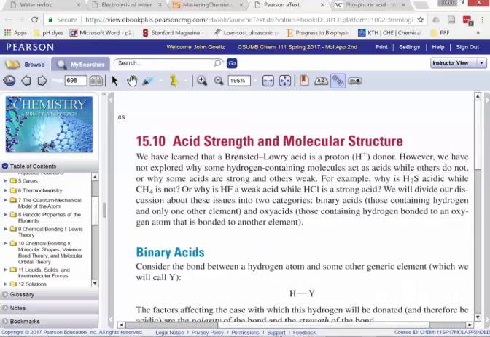Acid strength and molecular structure. In lecture today, we talked about relative acid and base strength, looking at an ordered list of pKa's. That's really all we talked about. I didn't tell you the why. You have a question, Scott? No. Okay, cool. We didn't talk about the why.